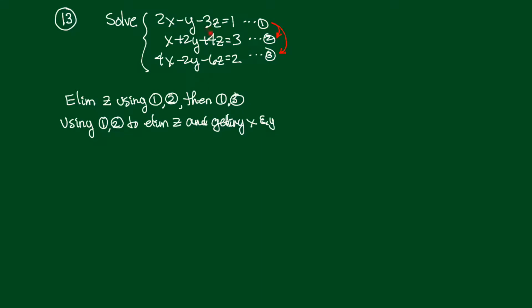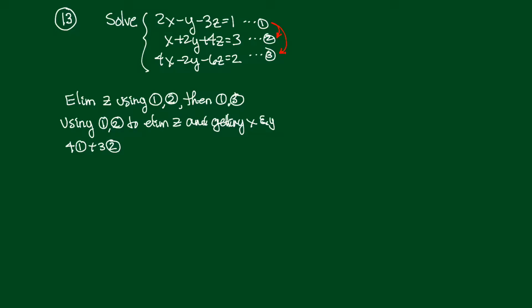So let's use 1 and 2. Focus in on those z's. They're already opposite signs, which is nice. Make them opposite numbers. So this is 3 and 4. The smallest number they both divide into is 12. So let's make them 12s. I'll multiply the top one by 4, the bottom one by 3. So what we're looking at is this. The plan is 4 times equation 1 plus 3 times equation 2. And here's what it looks like.